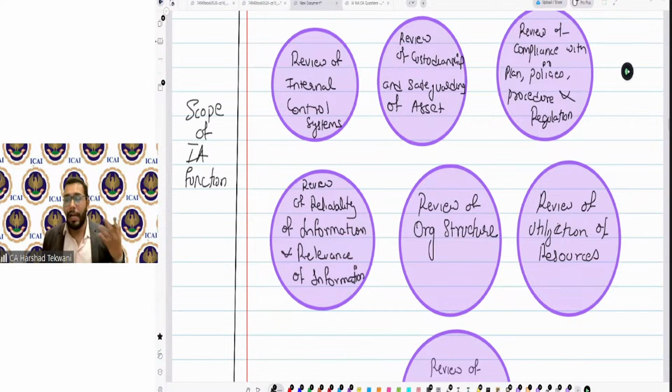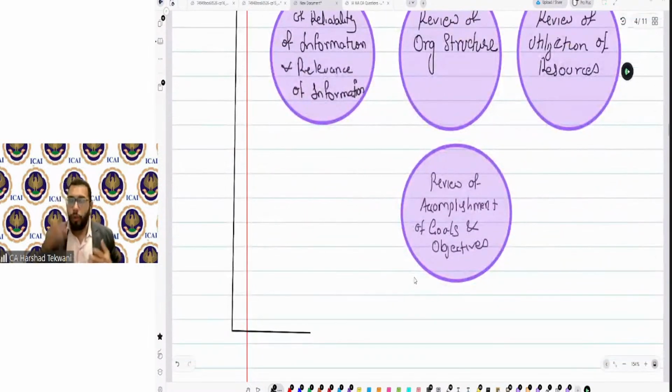And the last part is the accomplishment of goals and objectives. So whether all the above things are helping the organization move towards its goals or objectives or not, monetary and non-monetary both. Whether the organization is achieving its goals or objectives or not, that is something internal audit has to review from time to time. Any doubt till now?